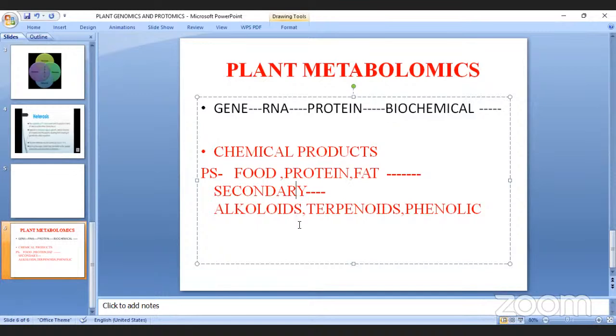Is it clear? So in plant metabolomics, you have to study first the definition, how they are formed, the process of formation. If it is present inside the plant, how to find out, how to extract it first: the extraction methods. And next, metabolic systems biology. What is it?